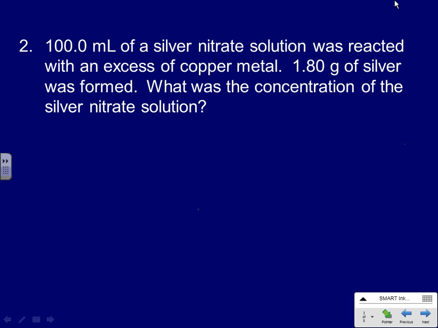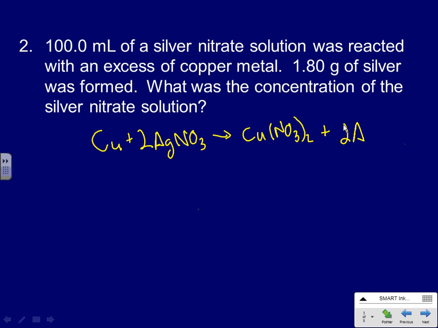So we have the same reaction, so we'll just quickly get to writing that balanced chemical equation. What do we have? It's copper, and I think we needed 2 silver nitrate, right? 2AgNO3. And we ended up with copper nitrate, Cu(NO3)2, and 2 silvers.